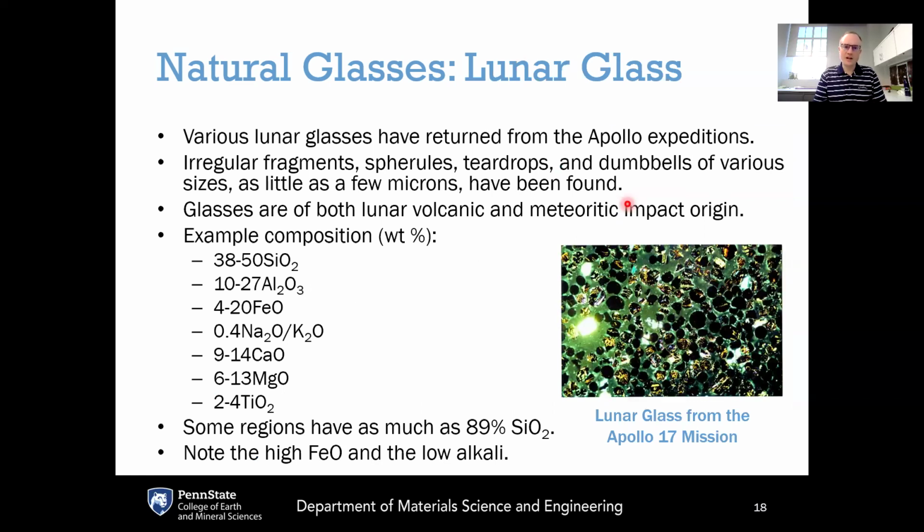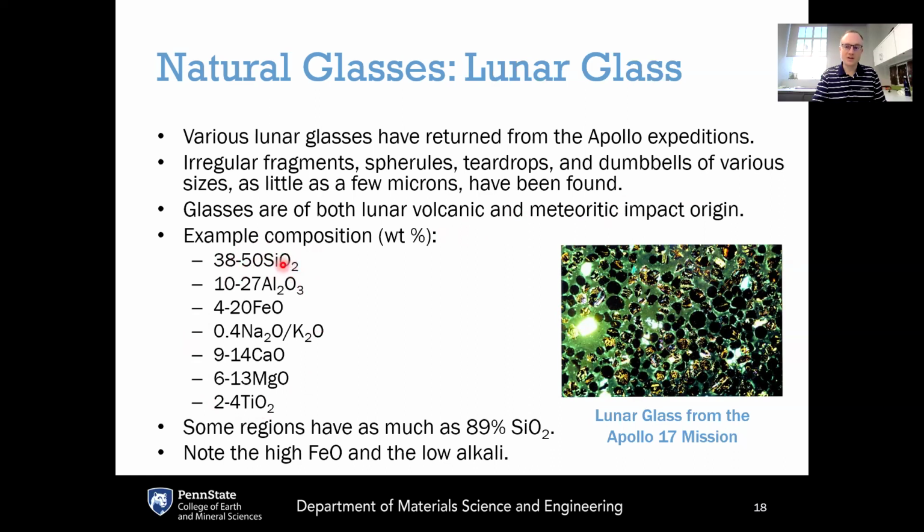So various lunar glasses have been returned from the Apollo expeditions. These include irregular fragments, spherules, teardrops, and dumbbell-shaped fragments of glasses. Some have been as small as a few microns, others millimeters in size. These are glasses that were found on the moon as a result of both lunar volcanic activity and meteorite impact on the moon.